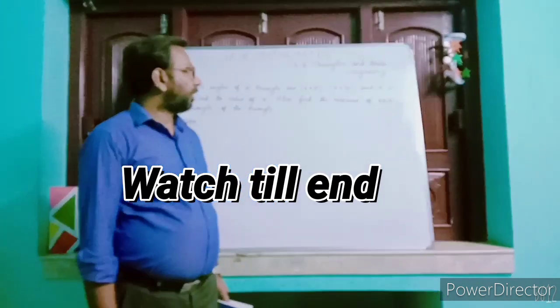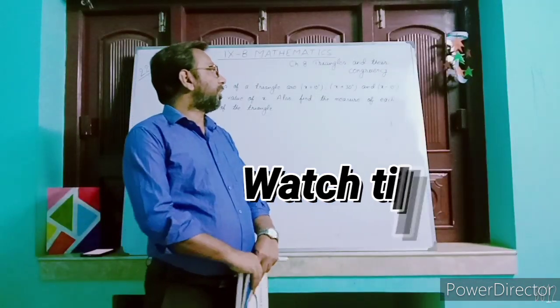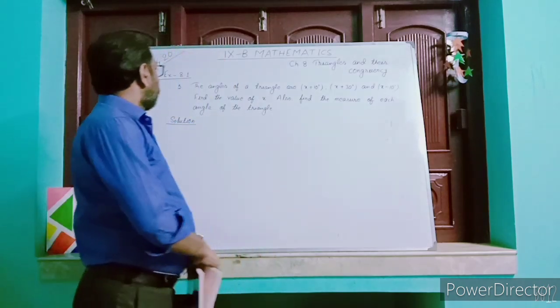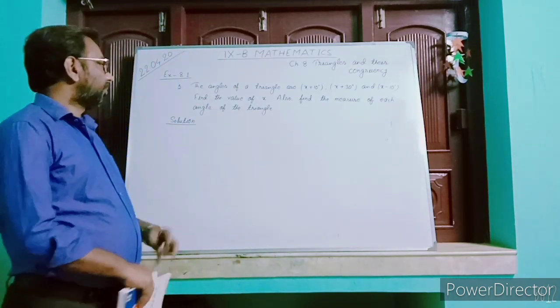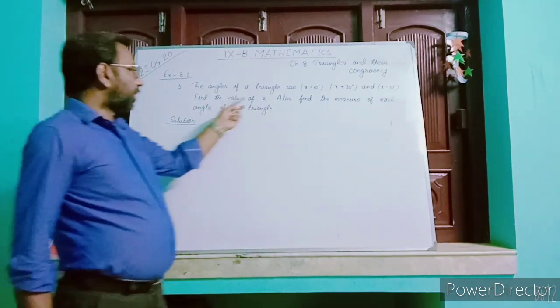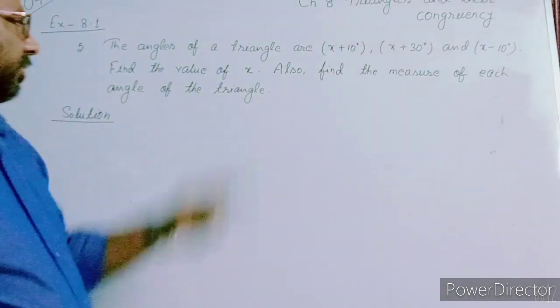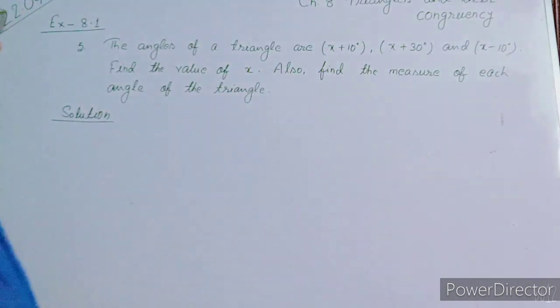In the period of mathematics, chapter 8, triangles and their congruency is continuing. We take question number 5. The angles of a triangle are x plus 10, x plus 30 and x minus 10. Find the value of x. Also find the measure of each angle of the triangle.